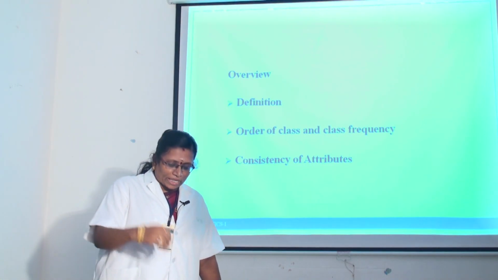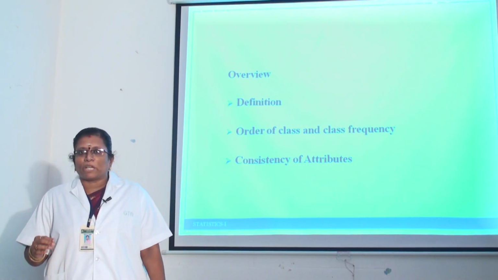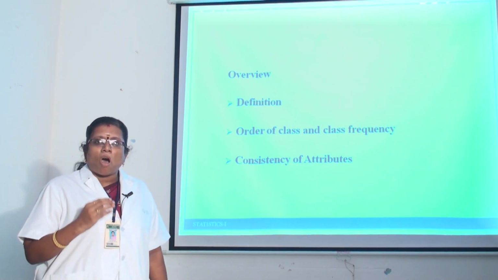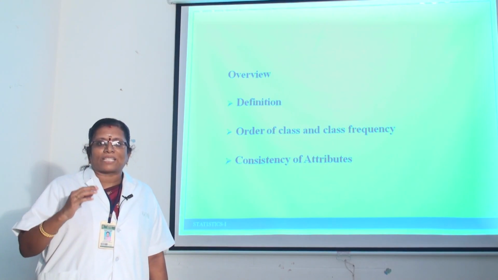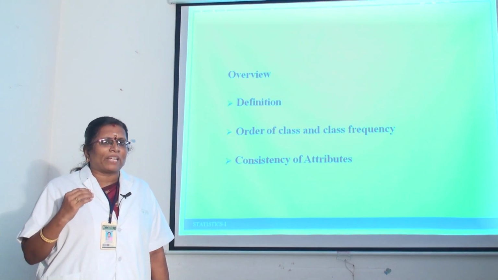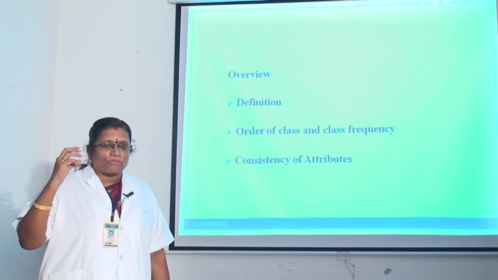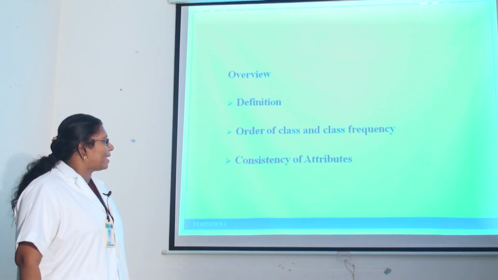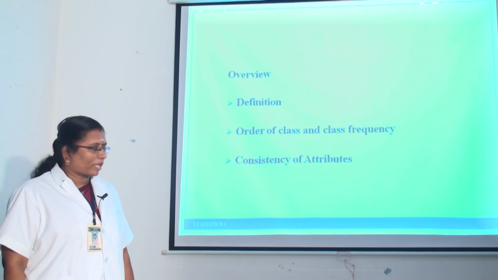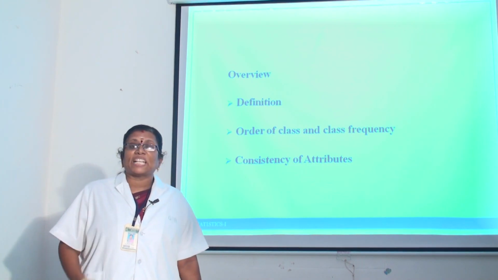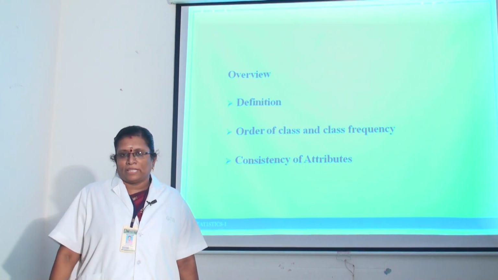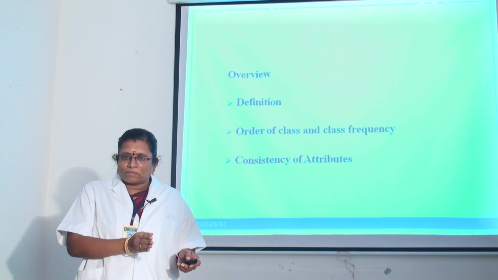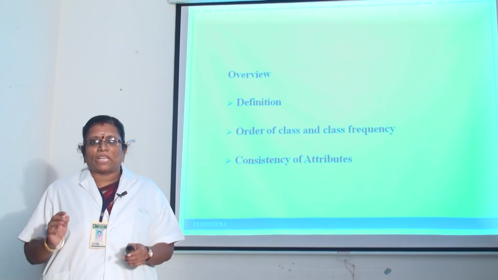What are the things we are going to see in this attribute? First, we are going to define what the attribute is. The second thing is the order of a class and the class frequency. So first we have to define what a class is, and then say what the order of a class and the class frequency are. The third topic is consistency of attributes. We can check whether the attributes are consistent or inconsistent.